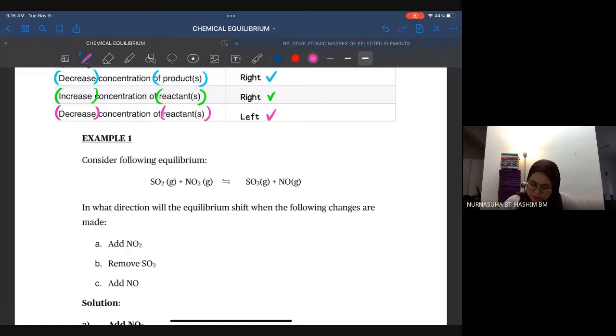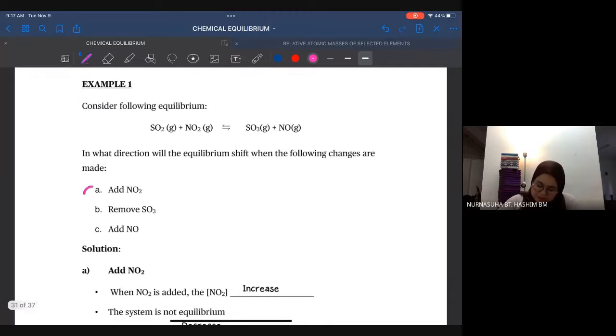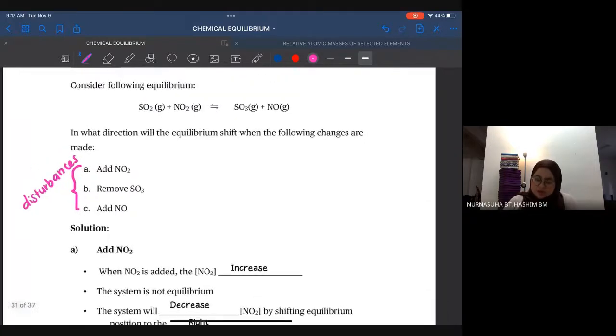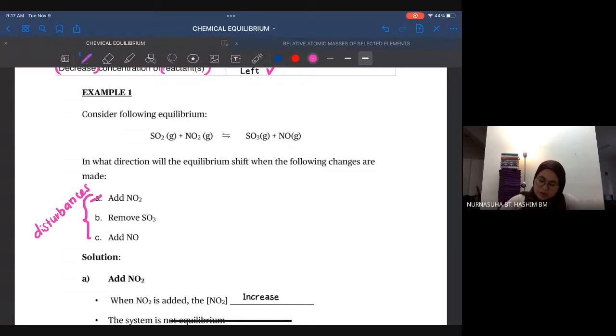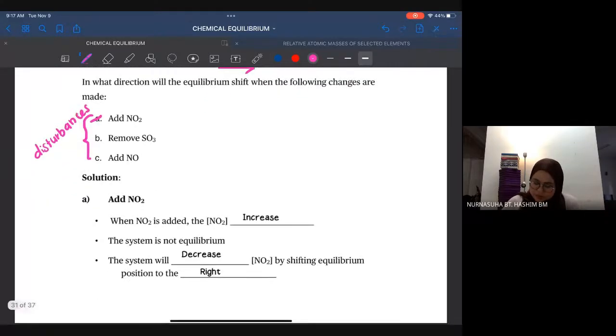Consider the following equilibrium. In what direction will the equilibrium shift when the following changes are made? So basically these three, inilah disturbance. Okay. So kita tengok yang pertama dulu. What happen kalau kita tambah NO2? Okay, when we increase the concentration of NO2, the system is not equilibrium. So, nak kasih dia equilibrium semula, kita kena rendahkan concentration tu. So, macam mana nak rendahkan? So, kita akan shift the equilibrium to the right.